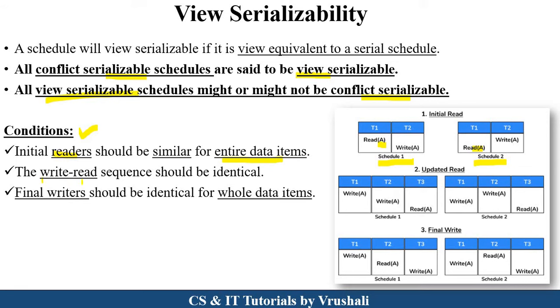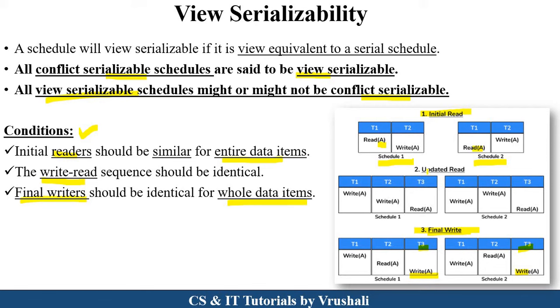The second condition is the write-read sequence. Everywhere read-write, this kind of conflict and non-conflict pairs are there. This is the second condition. And the third condition is that final writers on whole data items should be the same. In this third example, in schedule 1, the final write A is done by T3 and in schedule 2, the final write A is also done by T3, right? So this is called a view equivalent schedule, and this is also a view equivalent schedule.